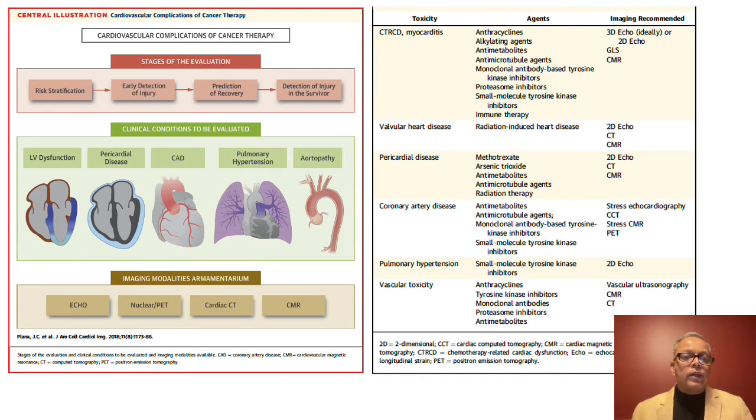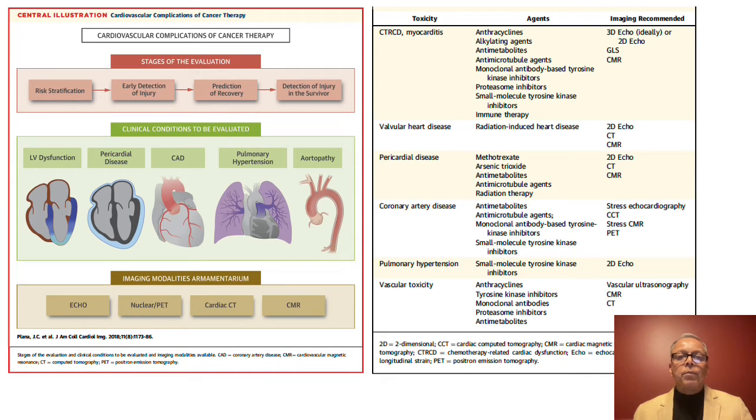This is a terrific review by Dr. Plana et al. in JACC Imaging, which talks about cardiovascular complications of therapy, including LV dysfunction, pericardial disease, coronary artery disease, pulmonary hypertension, and aortopathy. And on the right side, the table actually lists all the agents which cause these cardiac manifestations.